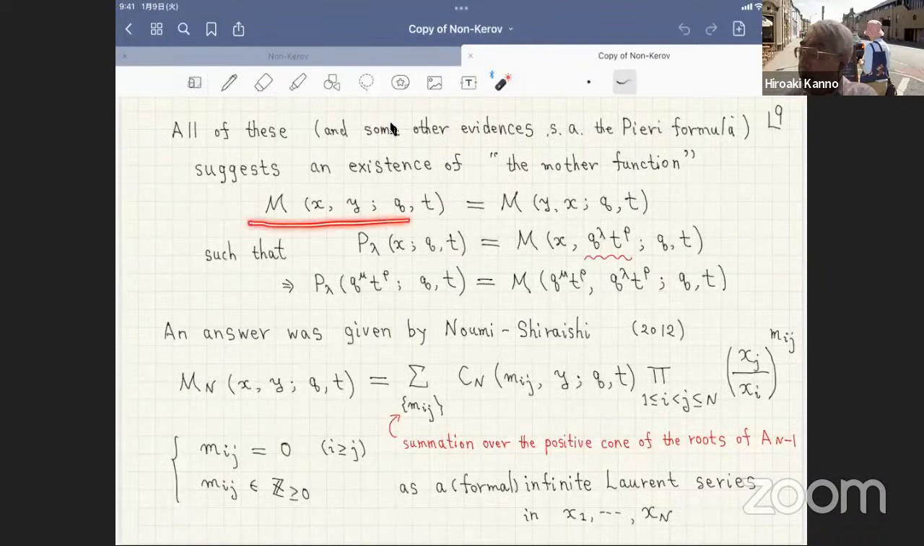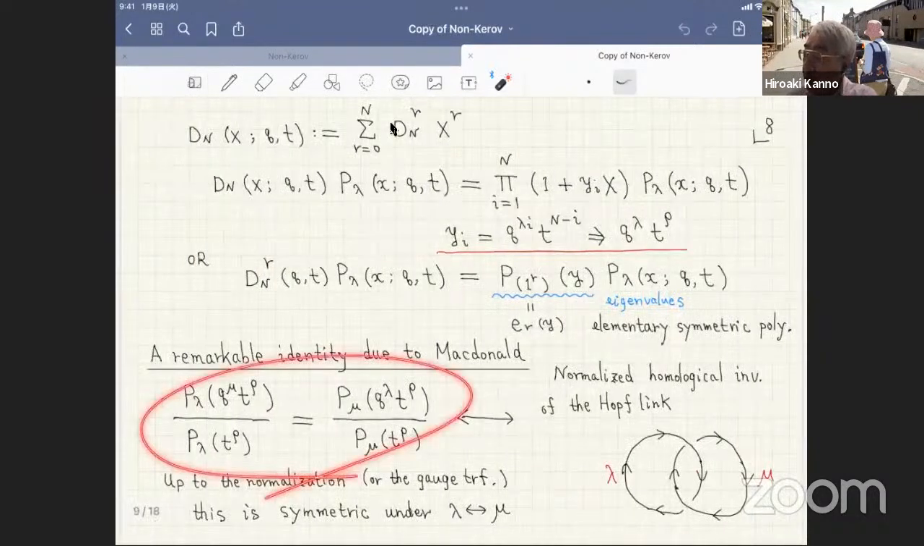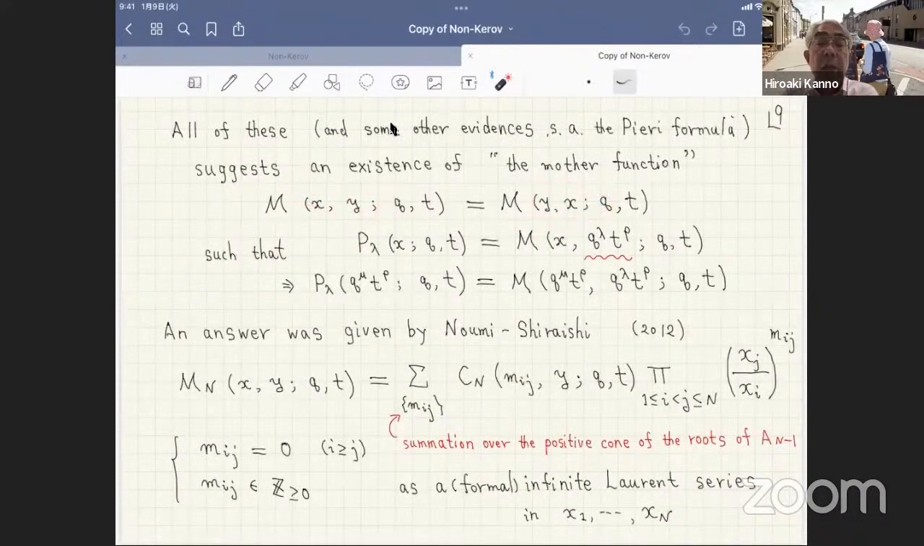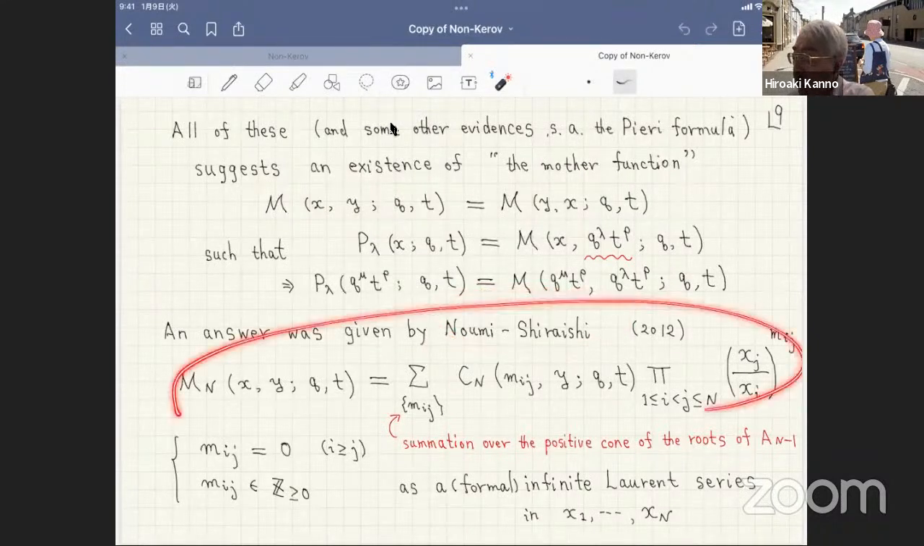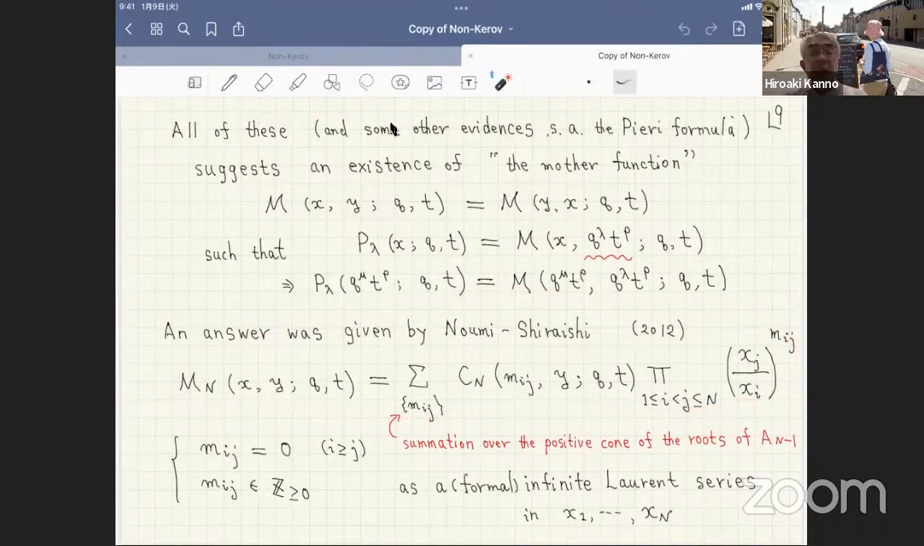And the symmetry of the mother function naturally implies this identity, due to the symmetry in the exchange of x and y. And actually, of course, all of these evidences suggest the existence of the mother function. And actually, Noumi and Shiraishi showed we actually have a mother function. They gave quite an explicit form of this mother function. So this mother function is a formal Laurent polynomial in variables x, and we take summation over these integers.